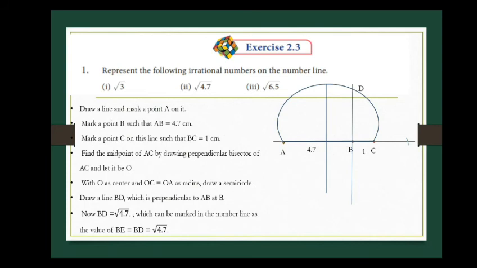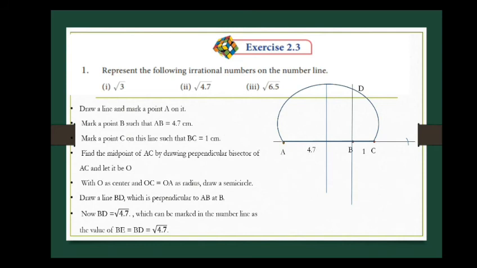After marking the midpoint of AC as O, with OA or OC as radius, draw a semicircle. Then, at B, draw a perpendicular line. This perpendicular line will intersect the semicircle. Mark that point as D. The length of the line segment BD will give the required length, that is, root 6.5.